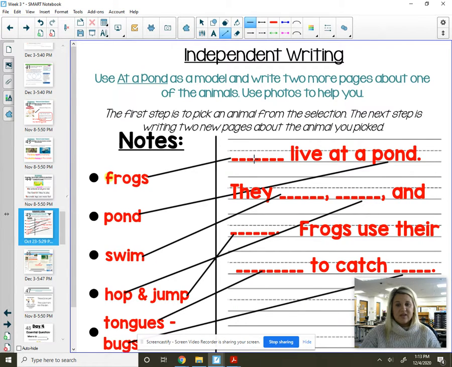So if you need to, friends, at this time, I want you to pause the video. Finish up your writing. Once your writing is done, you have a blank picture spot above. Use crayons and draw your picture of frogs in a pond. You want to make sure that they can swim and they're hopping and they're jumping. In your picture, you probably want to include them with their big tongue out and catching bugs.